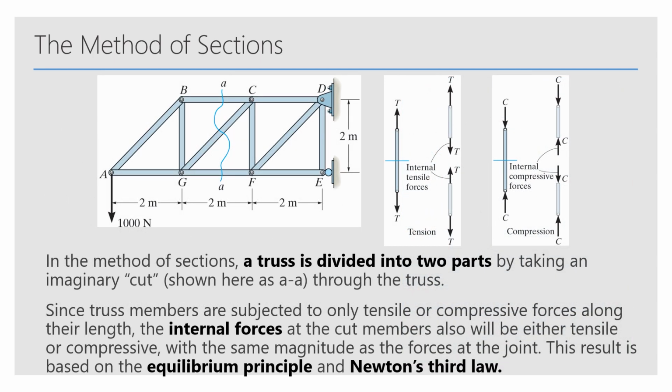In the method of sections, a truss is divided into two parts by taking an imaginary cut, as we see in the image above, through the truss. Since the truss members are subjected to only tensile and compressive forces along the length, the internal forces at the cut members are also either tensile or compressive. So they will have the same force on equal sides.